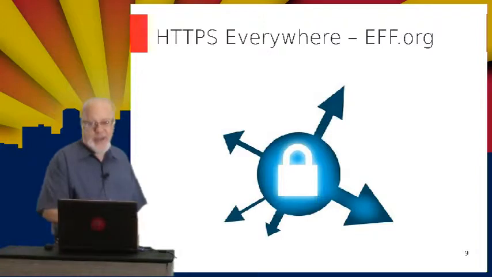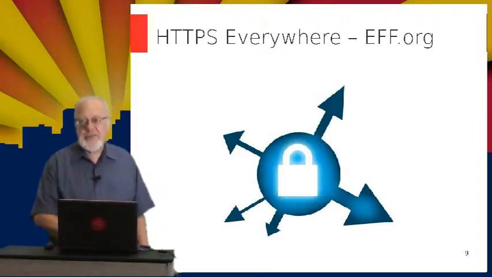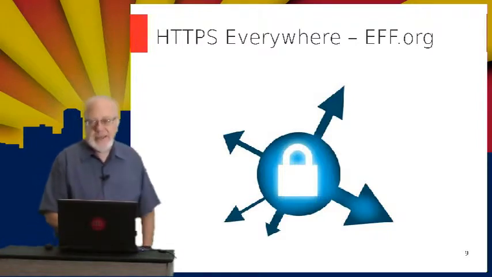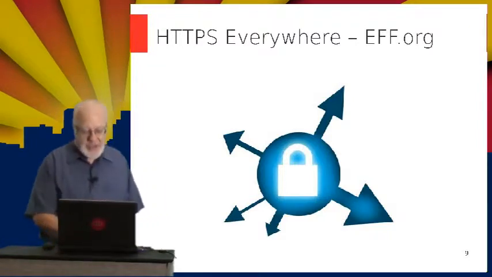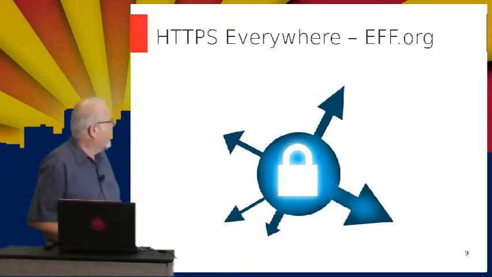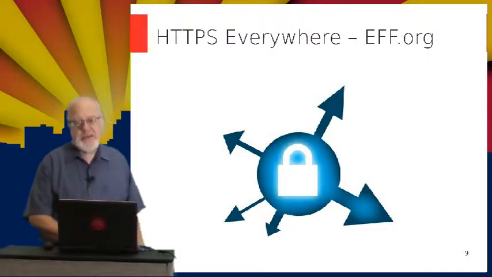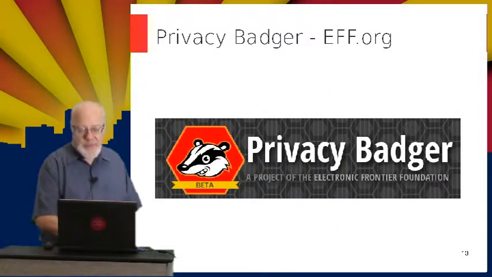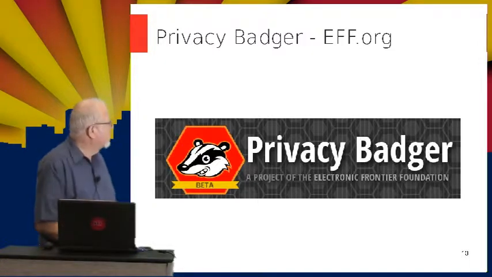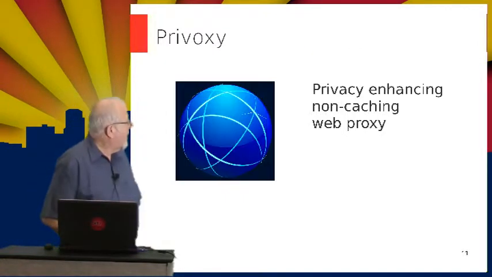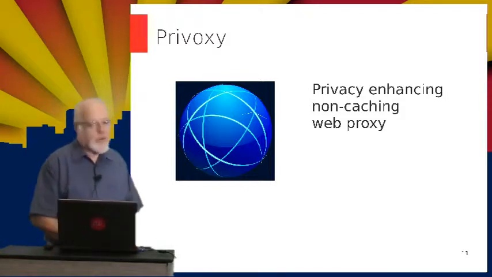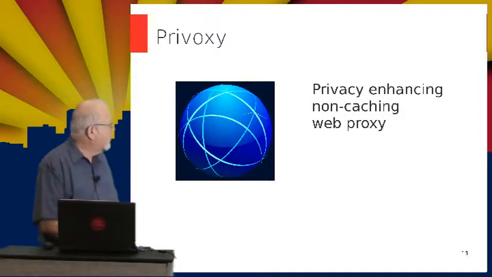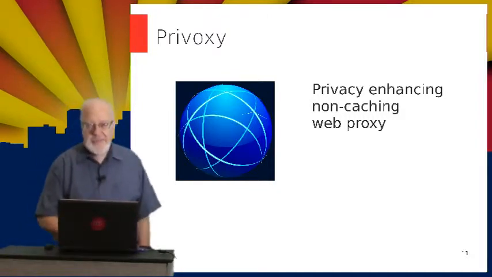So we're going to look at three different technologies, three different things that you can do. Two of them are browser plugins, and one is a service that you can install and run on your laptop. We're going to be looking at HTTPS Everywhere. This comes from the Electronic Frontier Foundation. We're also going to be looking at Privacy Badger, which also comes from the EFF. And we're looking at Privoxy, which is a non-caching, privacy-enhancing proxy that you run on your local machine.